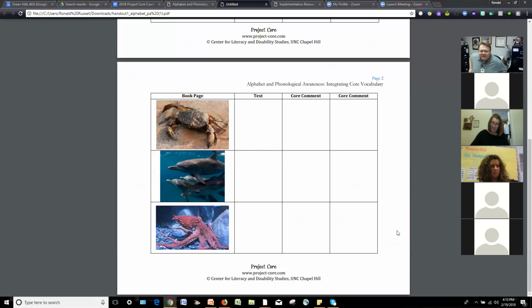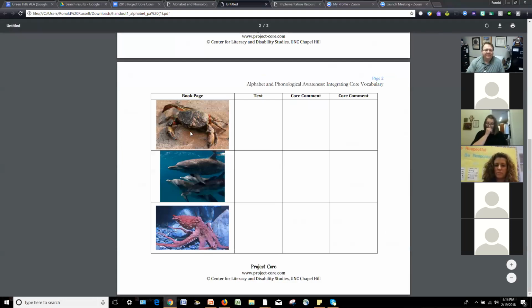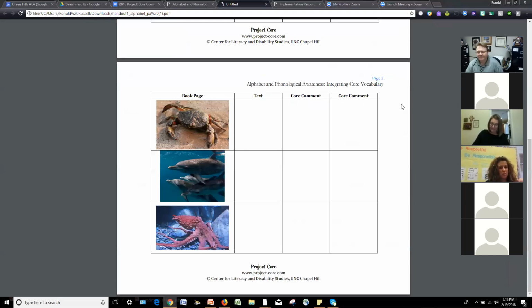Okay, let's open it up for discussion. Let's go one at a time here. Our first photo here is a crab on the sand. Would anybody want to offer their suggestions? What potential text, and then potential core vocabulary comments that could be used with the student?